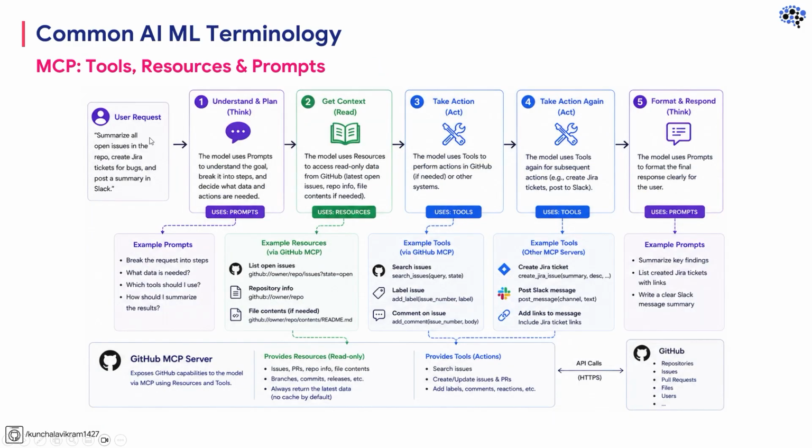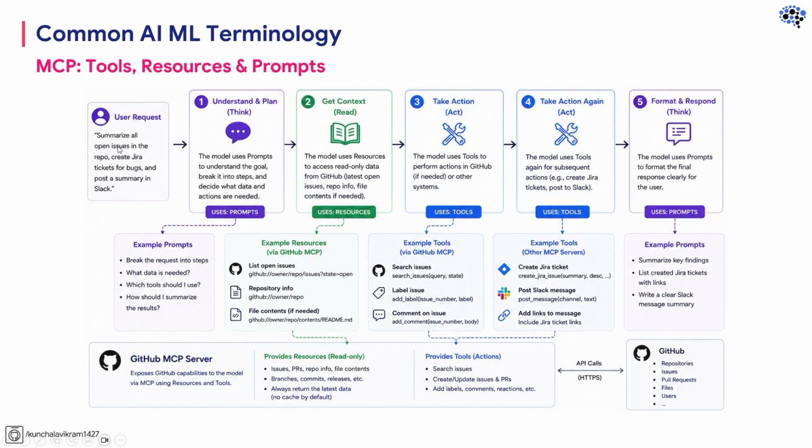For example, the user request: summarize all open issues in the repo, create Jira tickets and post a summary in Slack. For this one, first the AI agent has to understand the user request. So maybe there is a prompt exposed by one of the MCP servers that explains how the model should proceed with that request, things like breaking that request into steps, what data I need, what tool I use.